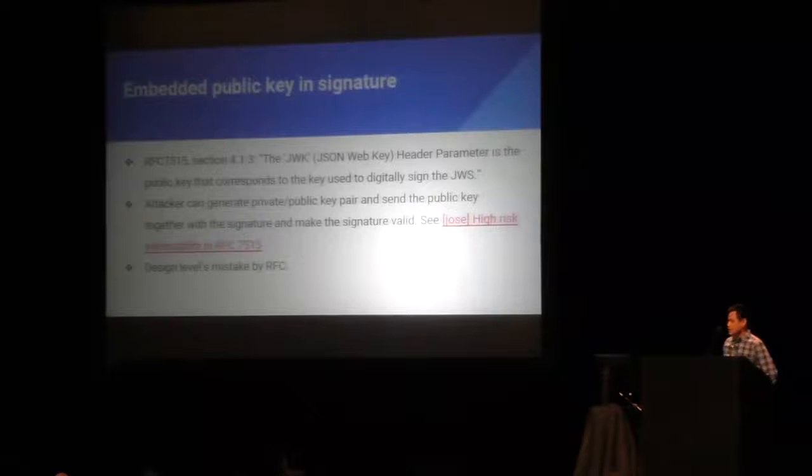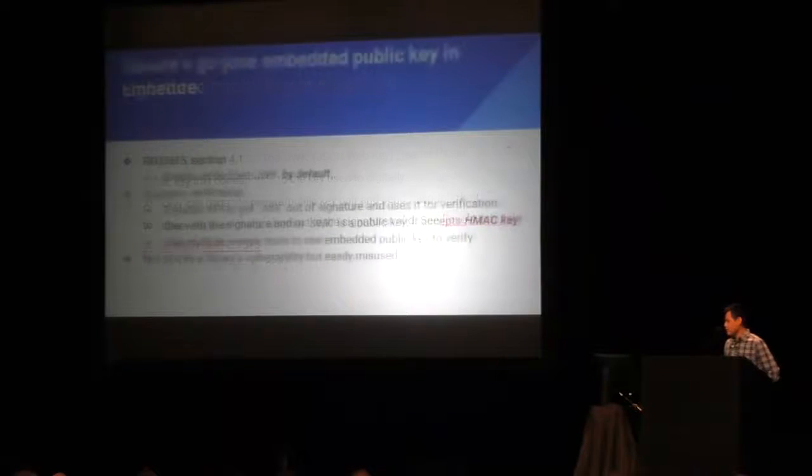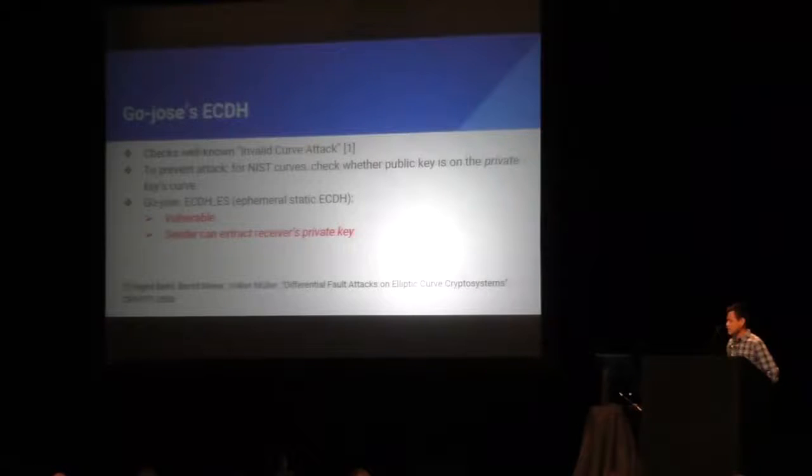Okay, so when I started, I had no idea what JSON Web Token is. So I just read the RFC, and this line really triggered me, because it says that in the signature, you embed the public key corresponding to the signature. So basically what it means is that the attacker can generate a private-public key pair and then send the public key together with the signature, with the hope that the receiver will extract the public key out and use that for signature verification. This is the design-level mistake by the RFC, and let's see how it leads to unsafe implementation.